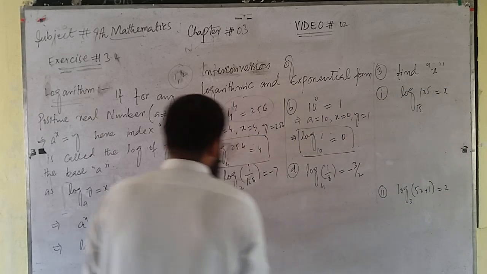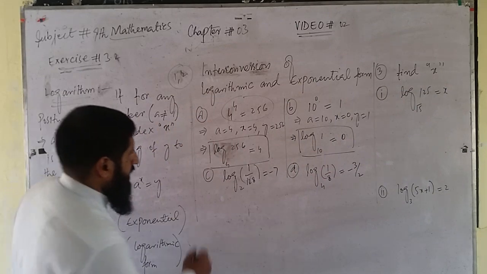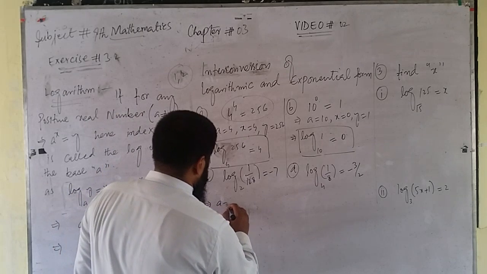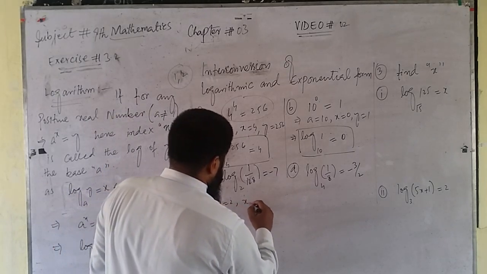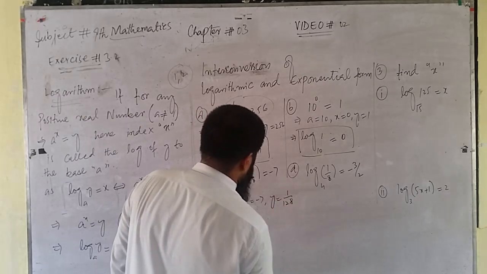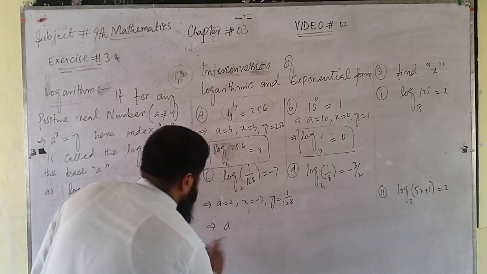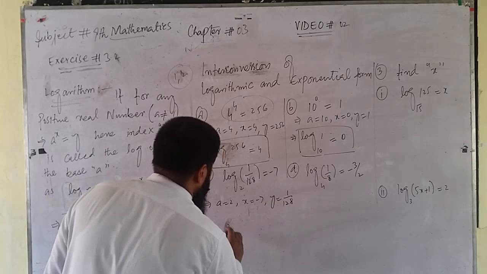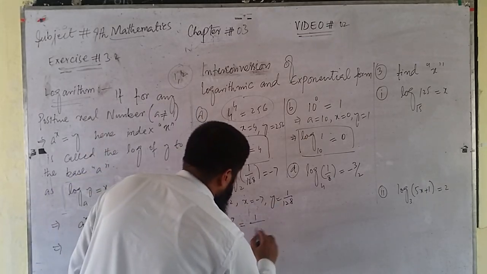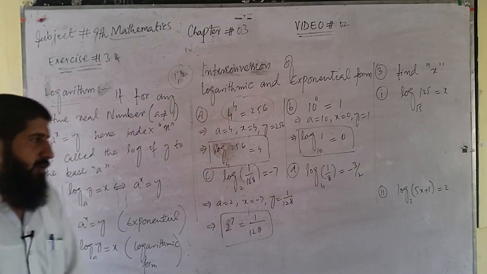Now in question C, we are converting the logarithmic form into exponential form. Here we know that the base a equals 2, x equals minus 7 and y equals 1 over 128. So the exponential form will be a power x equals y: 2 power minus 7 equals 1 over 128. It's the exponential form of the given equation.